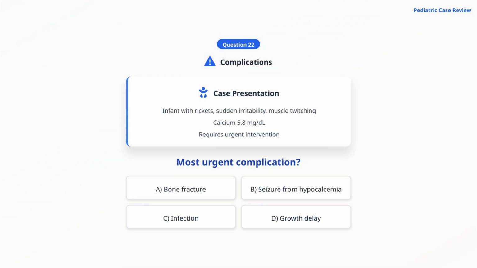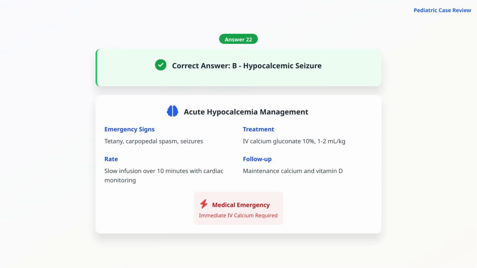Case 22. An infant with rickets develops sudden irritability and muscle twitching. Serum calcium level is 5.8 milligrams per deciliter. Question: what is the most urgent complication requiring immediate treatment? Option A. Bone fracture. Option B. Seizure from hypocalcemia. Option C. Infection. Option D. Growth delay. The correct answer is B. Seizure from hypocalcemia. Severe hypocalcemia causes increased neuromuscular excitability, manifesting as tetany, carpopedal spasm, and potentially life-threatening seizures.